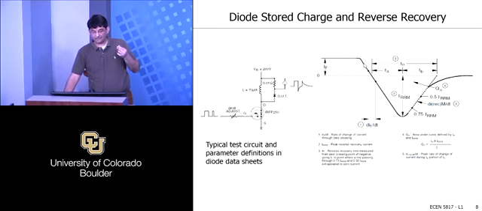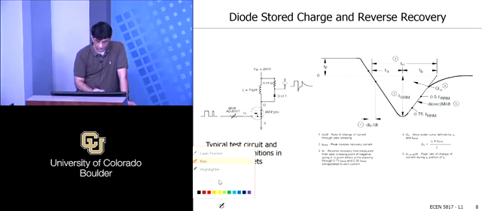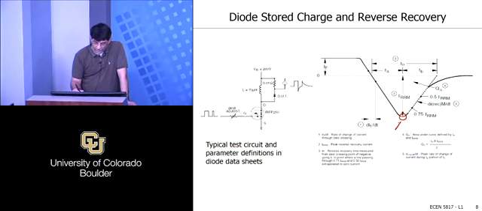But the current doesn't stop at 0 through the diode, as we know. In fact, it goes negative until you've pulled all the charge out of the diode. And then at this point, where you see this little knee right here, that's where the diode starts to block voltage.